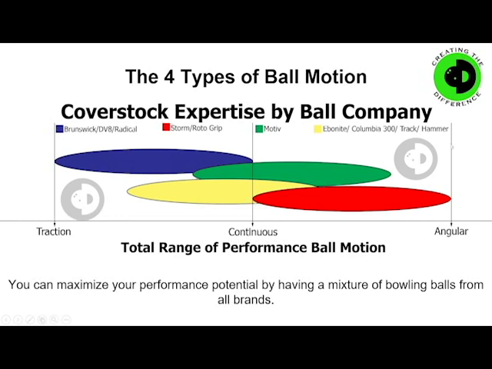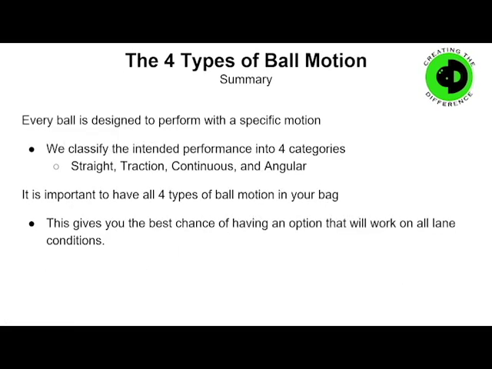The thing to remember is that just because the company has an expertise in an area doesn't mean that they don't make bowling balls in the other area. So Brunswick does make balls that are angular. Storm does make balls that are traction. Ebonite does make balls that are traction and angular, and so does Motive. Everybody makes bowling balls in all the categories, but this slide really summarizes where the companies are best at making bowling balls. It's important to know that because of that, it's important to have all companies in your bowling bag to give you the best potential options available.